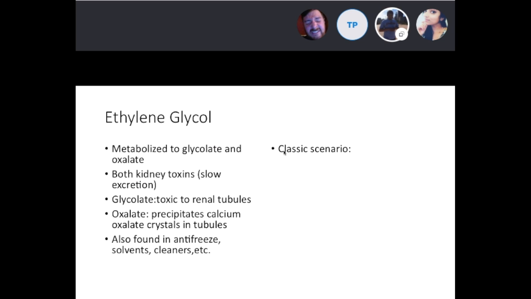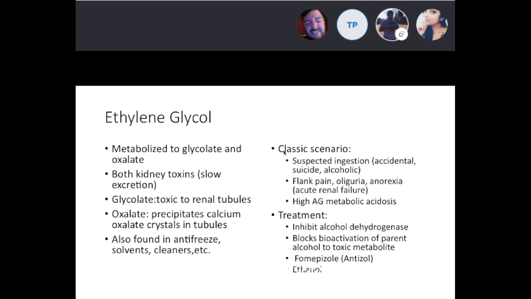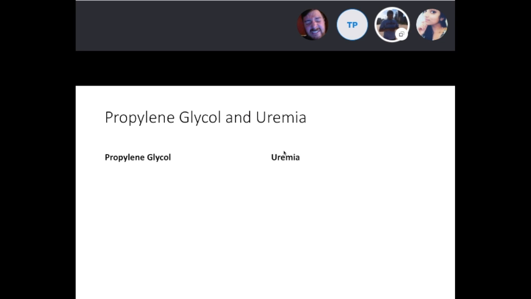And a classic scenario with patients who have this will be suspected ingestion again, but they'll come with flank pain, oliguria, or anorexia because they have acute renal failure, and they also will have high anion gap metabolic acidosis. So what are the treatments for these patients? Same thing. Correct. You want to inhibit your alcohol dehydrogenase again. So fomepizole and ethanol are similar.